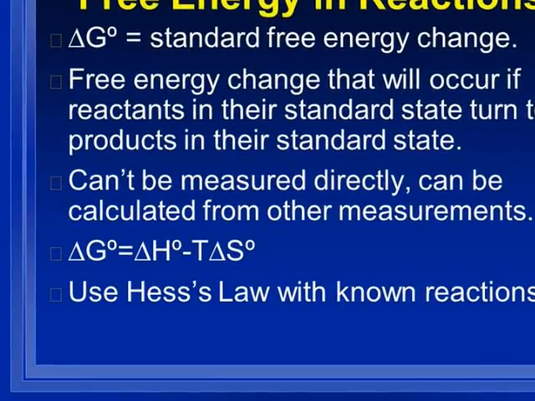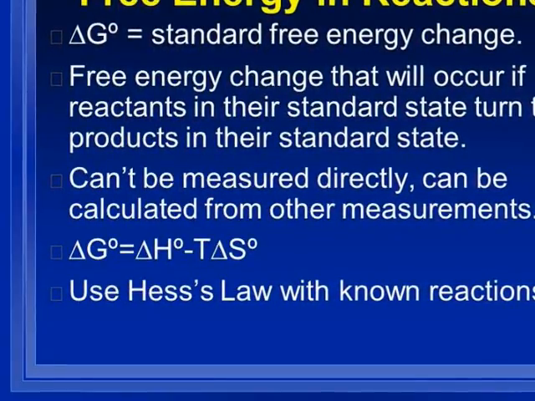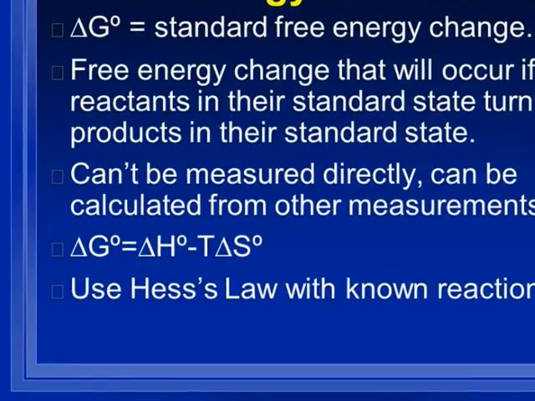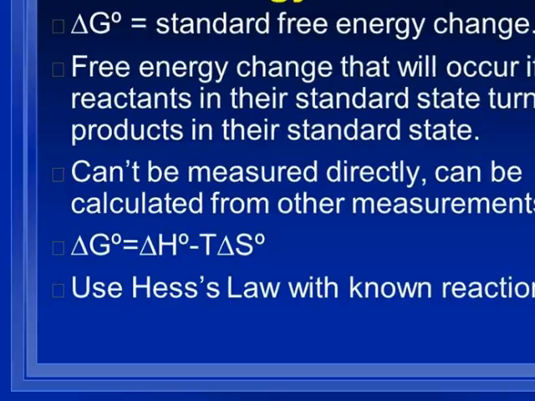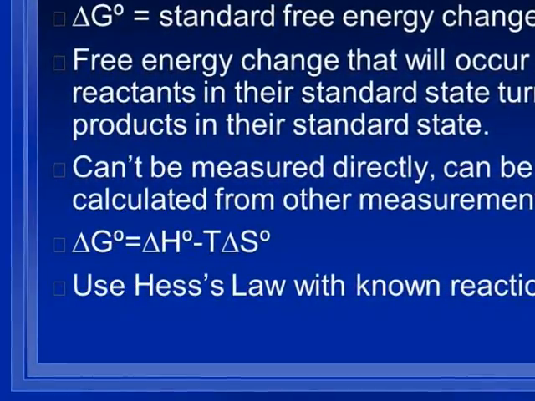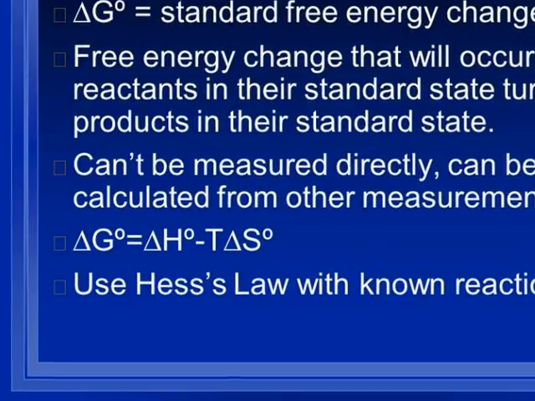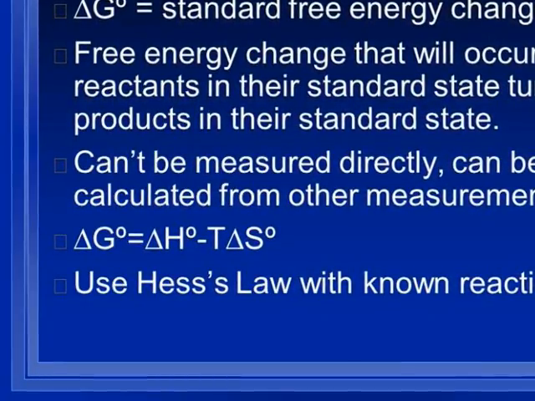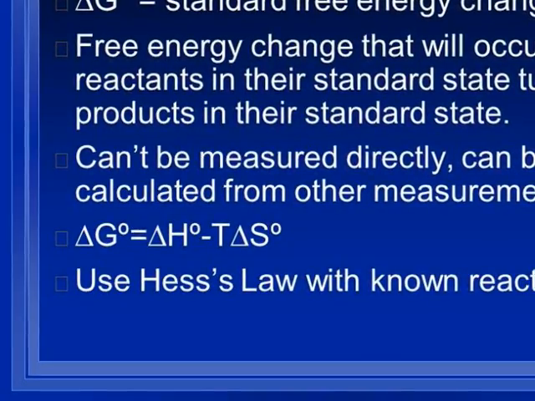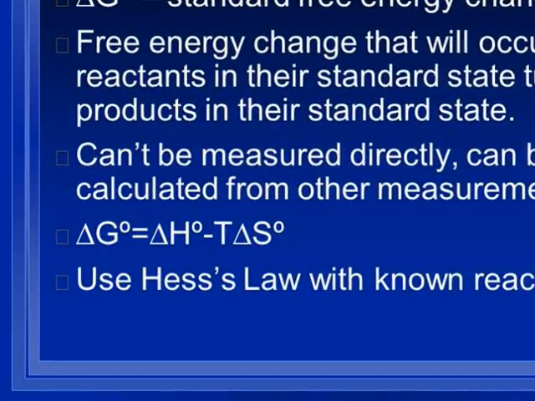Okay? We can't measure Gibbs free energy directly. We have to calculate it from the delta H 0 and the delta S 0. So how do we calculate those things? We use Hess's law. There are tables in the back of your book, and the big, huge, thick CRC book that I have, all of these have these values. We can look them up and determine the delta G 0 and find out if the reaction will be spontaneous or not.